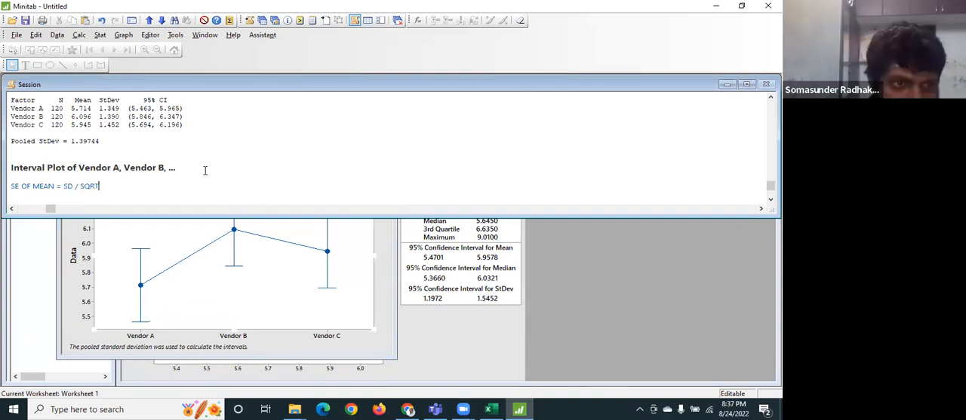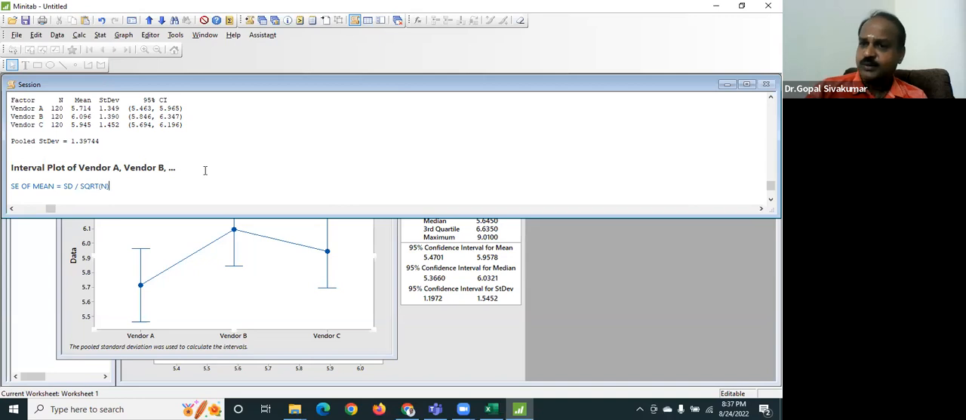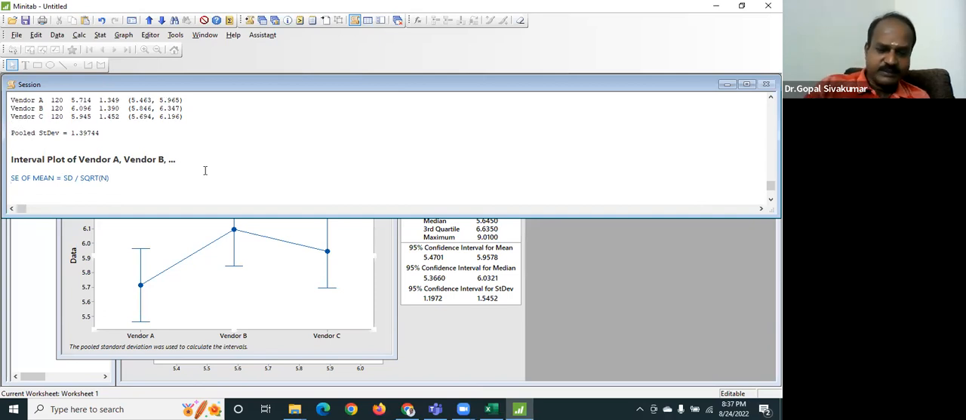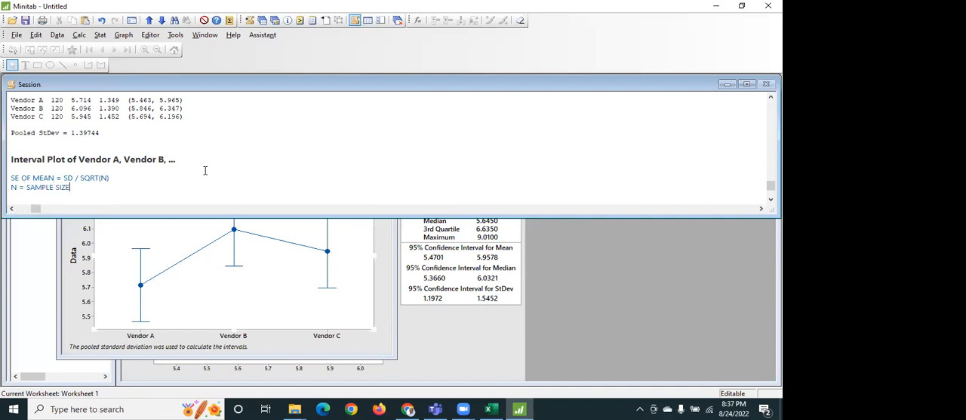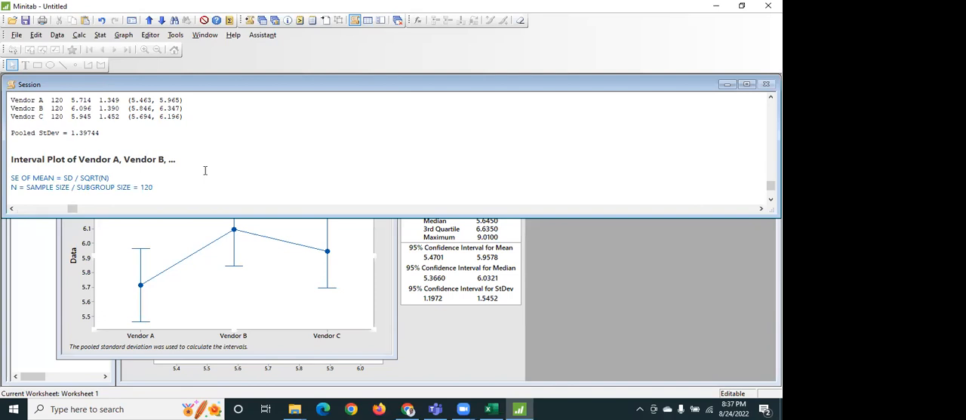What is this SE of mean? Basically, standard deviation divided by square root of sample size. Very good. SE of mean is required to locate the confidence limit. The formula for standard error of mean is standard deviation divided by square root of n. What is n? Your sample size. The right word is subgroup size. How many samples in our case? 120. We took 120 data, right?